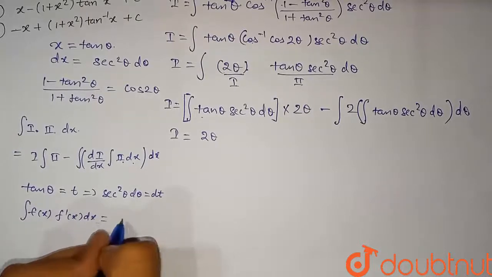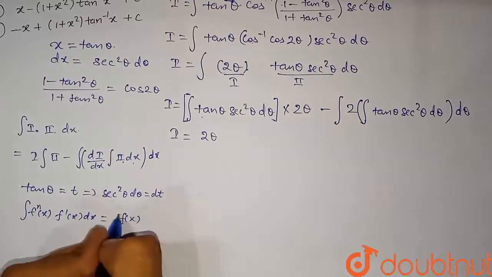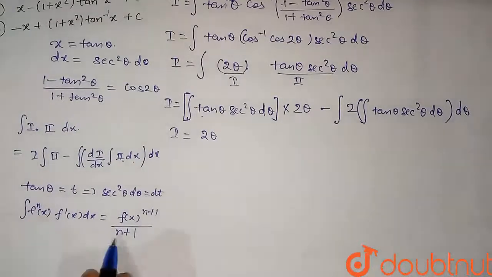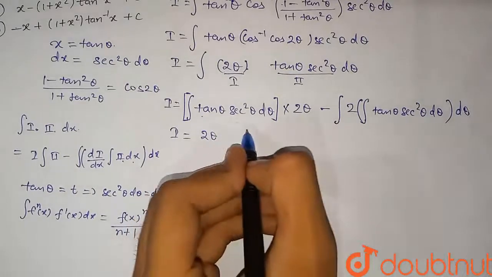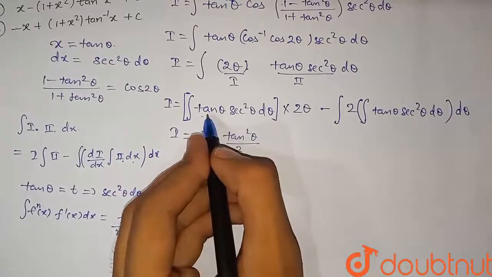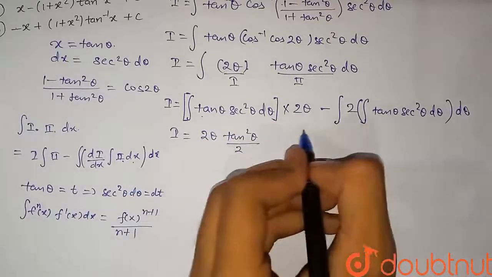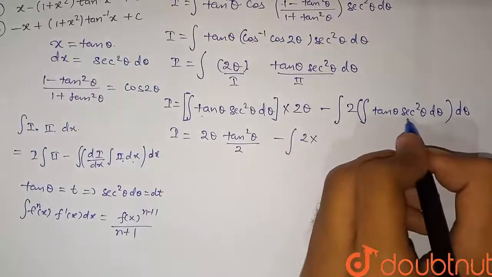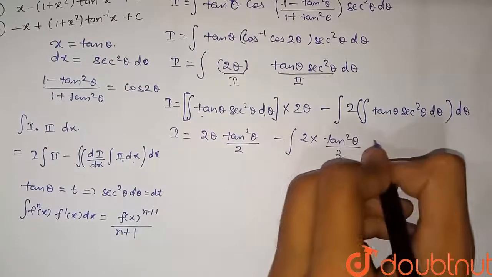It will be like this: f x power n, so f x power n plus 1 divided by n plus 1. So we are using the basic integral formula for general variables x and y here, because f dash x is present. So this will be tan square theta here, and this will be 2, that is the integration of tan theta, assuming it is a general variable. Here also it will be 2 into this integration, tan square theta upon 2, with d theta.